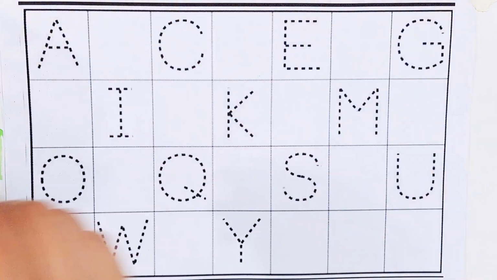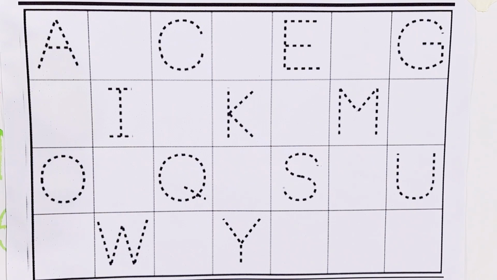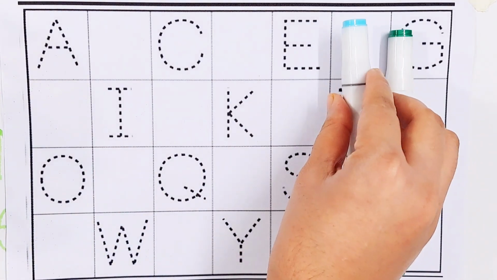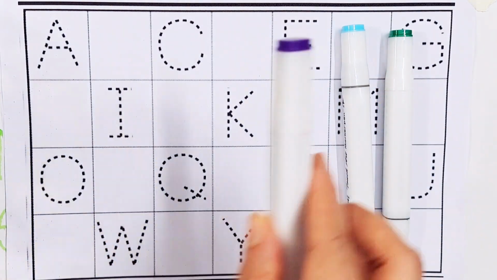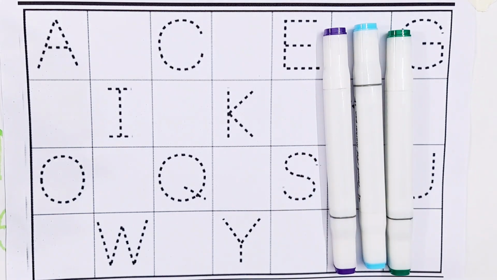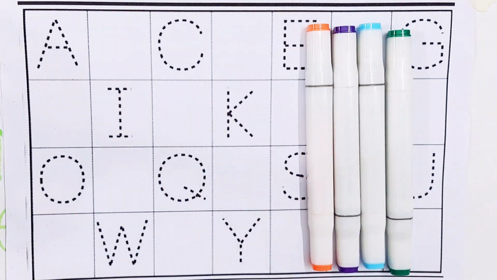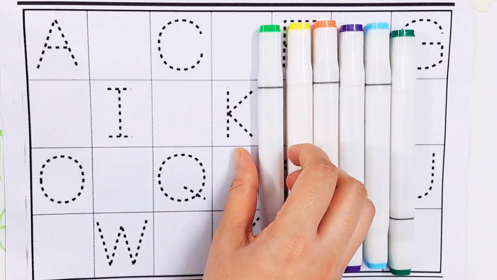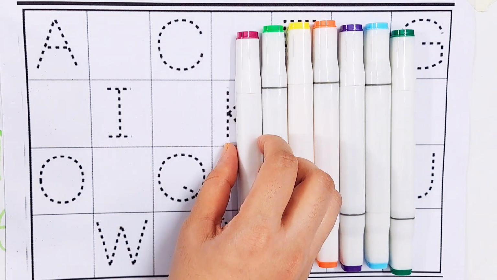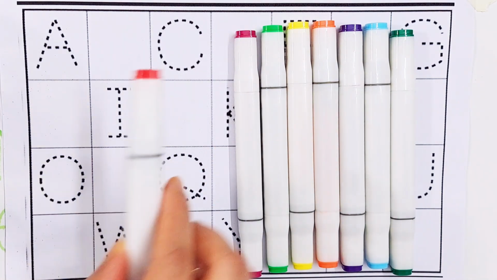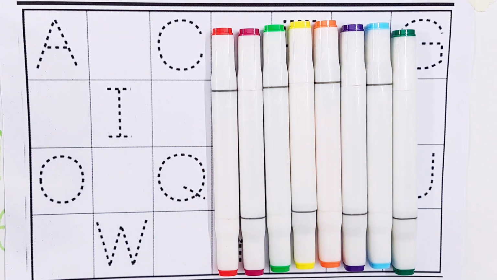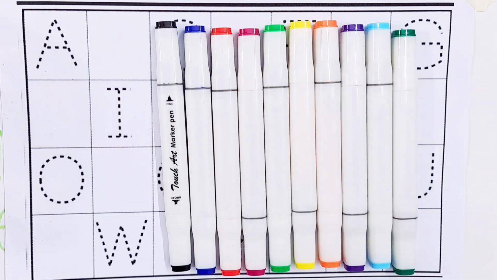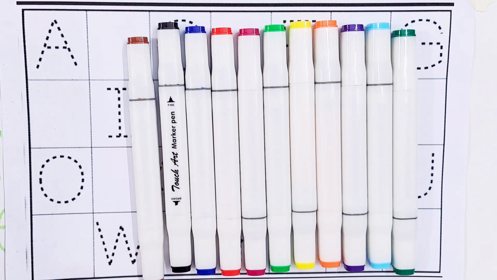Hello guys, let's learn some color names. Dark green color, sky blue color, violet color, orange color, yellow color, light green color, purple color, red color, dark blue color, black color, brown color.